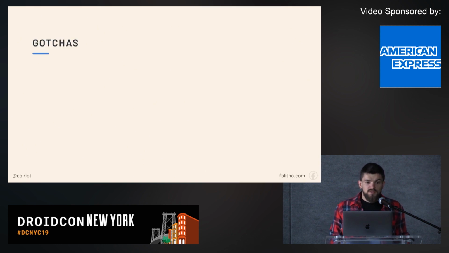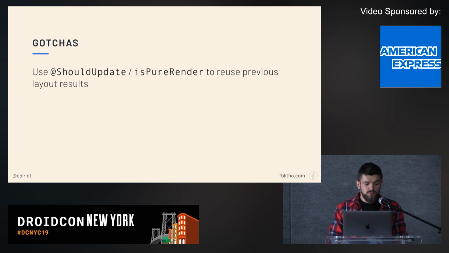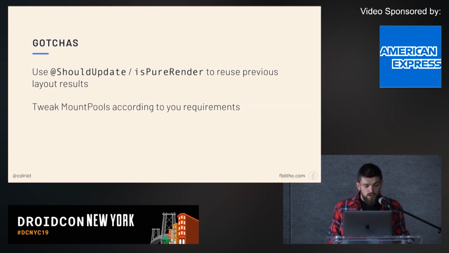So keeping in mind these optimizations and how things work under the hood, there are some gotchas that you may take away from this talk at this point of time. You should use isPure renderer and supported function shouldUpdate, that will tell you whether the component is updated or not, to reuse previous layout results, not to spare time on that. Also, you can tweak your mount pools if you know that your mount specs will be heavily used on the screen.